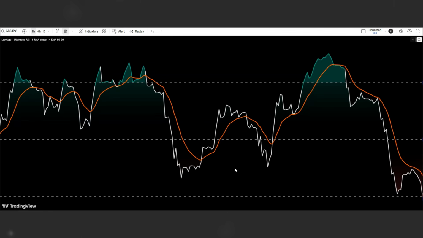You will see two main lines. The white line is called the Ultimate RSI line, and the orange line is the signal line, which is a 14-period moving average of the RSI line. There is also a center line at 50, which helps us identify the market trend, and two levels at 80 and 20, which show strong bullish or bearish momentum.